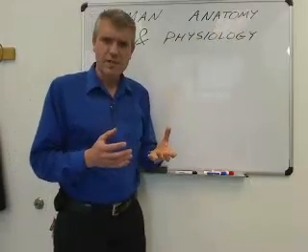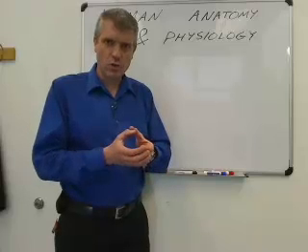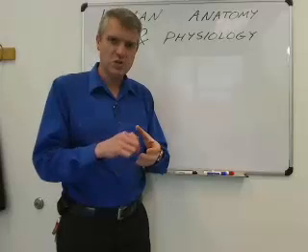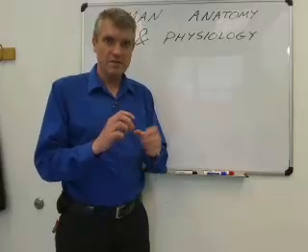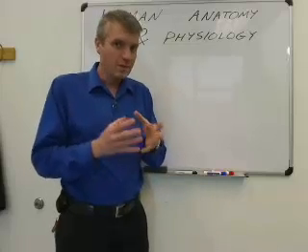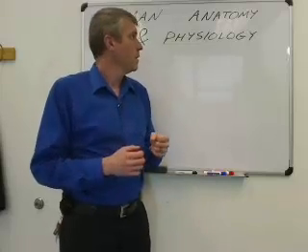Like in the heart, for example, the heart has a very muscular wall. That's an anatomical characteristic of the heart. The heart has chambers, and the heart has valves between the chambers, and it's connected to these blood vessels. All of that is anatomy.